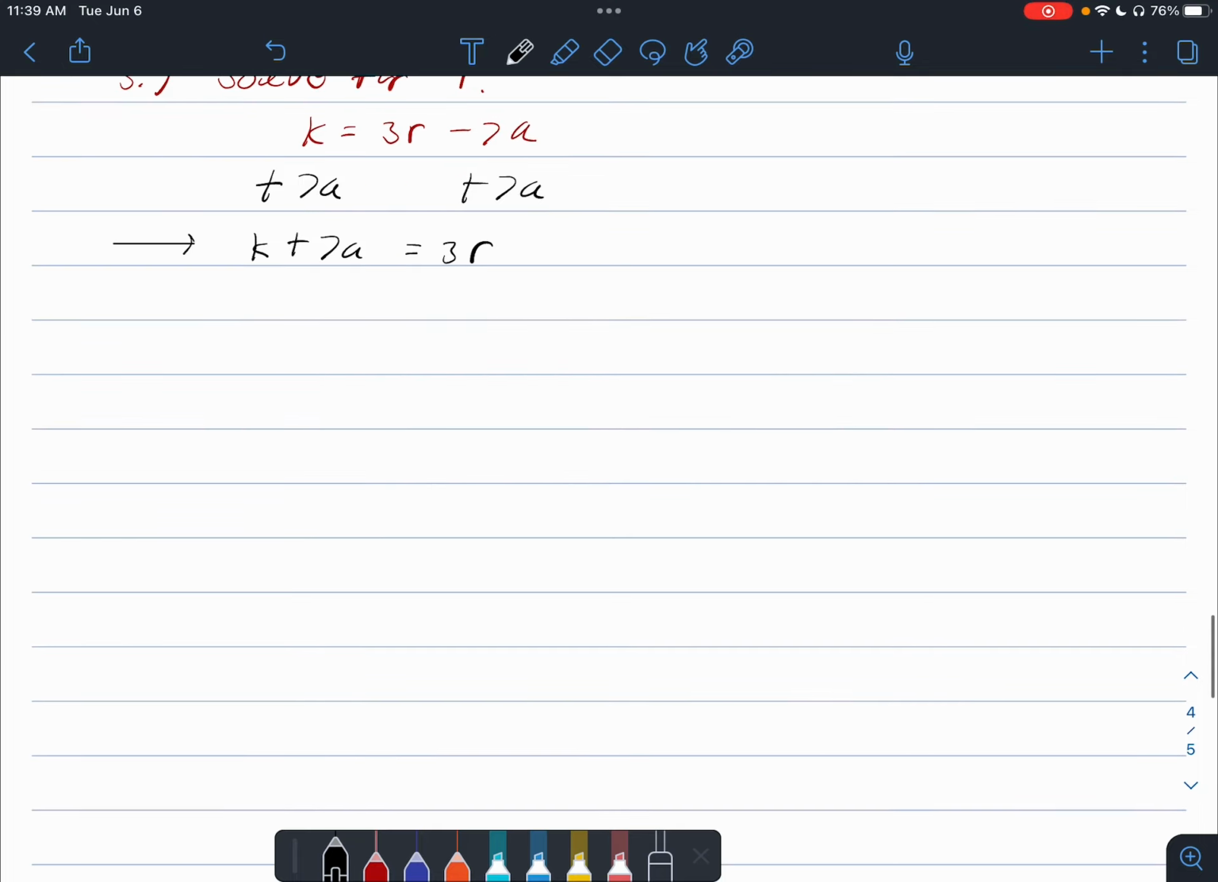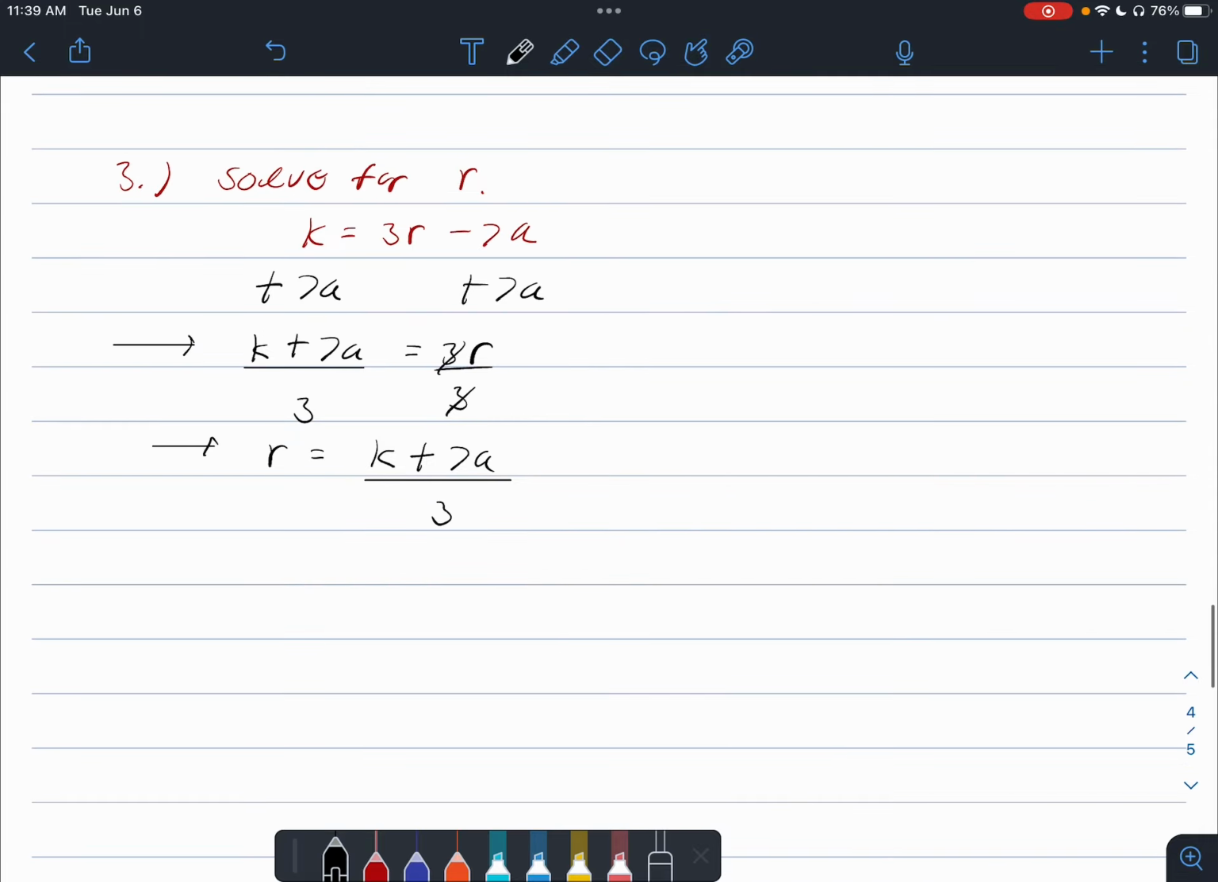So now we can divide both sides of this equation by 3. These 3's will cancel here, and we'll get that r is equal to k plus 7a divided by 3. And again, I think that's probably how I would leave this.